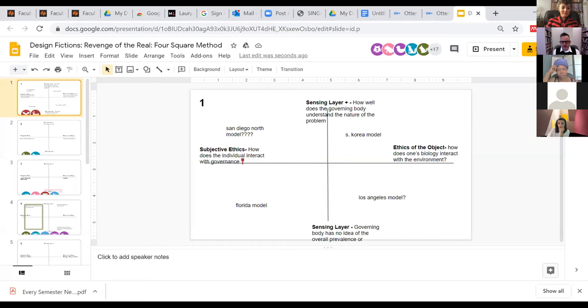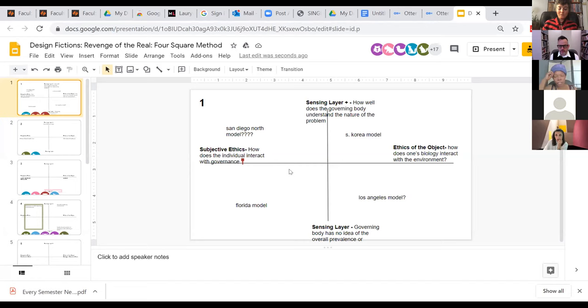We were group number one, so I guess we can start. I can share screen. Oh, look at that. So we were first trying to define what the categories were, like what ethics of the object as well as subjective looked like. Once we figured out what our governing body understands of the nature of the problem versus not, how are the people being treated, at a population level as objects interacting in the biological environment, versus subjective, where individuals have primacy.